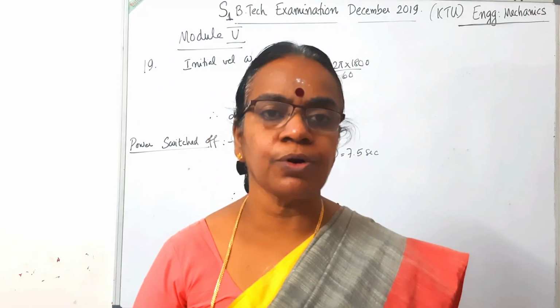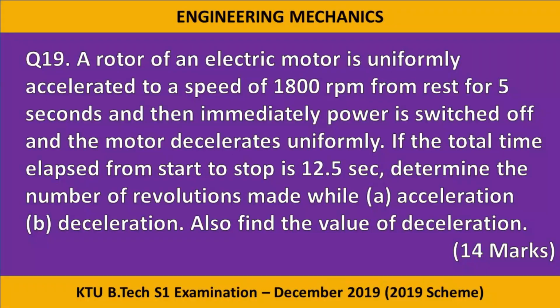Okay, next I will pass on to module 5, question number 19. A rotor of an electric motor is uniformly accelerated to a speed 1800 rpm from rest for 5 seconds, and then immediately power is switched off and the motor decelerates uniformly. The total time elapsed from the start to stop is 12.5 seconds. Determine the number of revolutions made while acceleration and number of revolutions made while deceleration. Also find the value of deceleration.